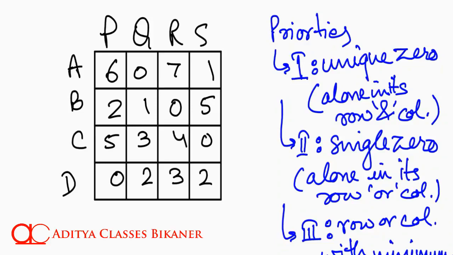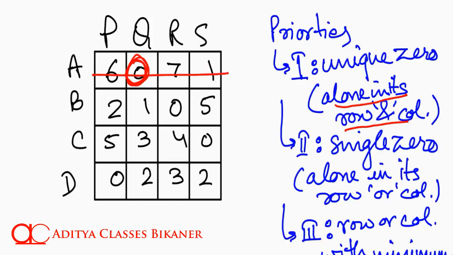Now, how do we find out unique zeros, single zeros, or rows and columns with minimum zeros? First in this priority list is unique zero. Let us go ahead and find unique zeros. Let me scan. Who is the first zero? This is the first zero. Is it unique? What do I mean by unique? Alone in its row and column.